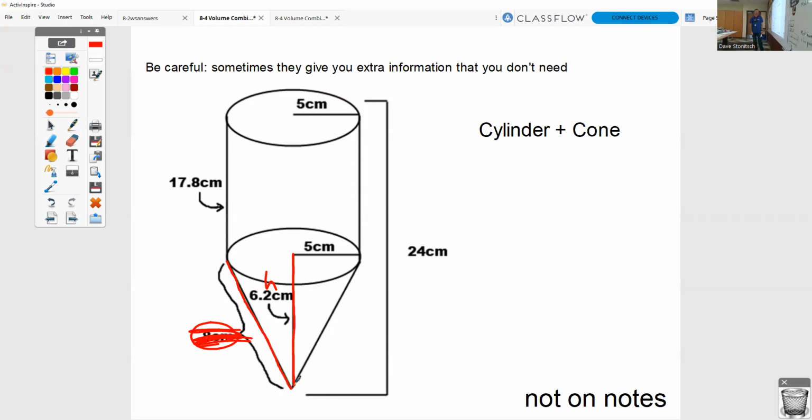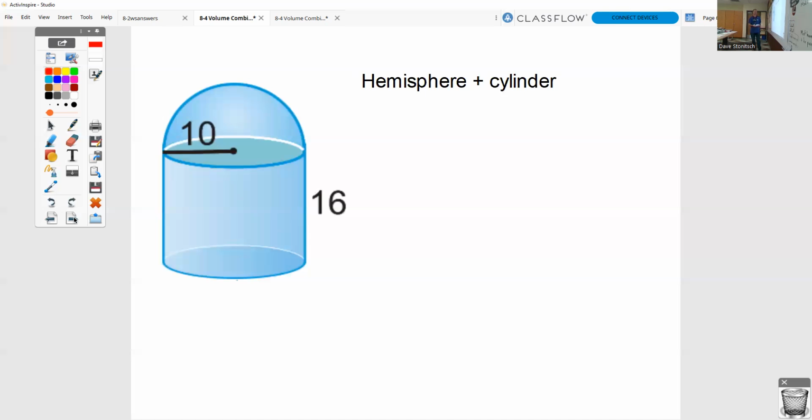They also give us extra information that we don't need here. We don't need this 24. We don't need to know how tall it is from the top to the bottom. Last time we did, because we weren't given the height of the cylinder. This time we have the height of the cylinder here, the height of the cone here, so we don't need this number at all. So sometimes they will give you extra information that you don't need. So let's take a look at an easier one.